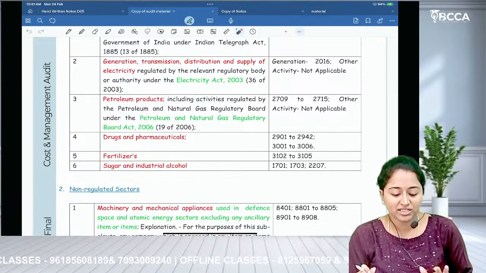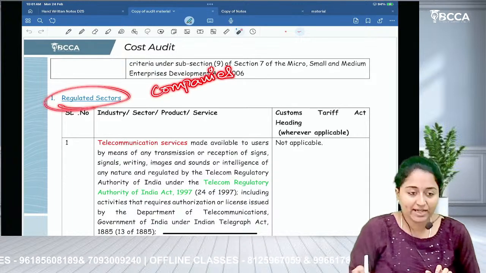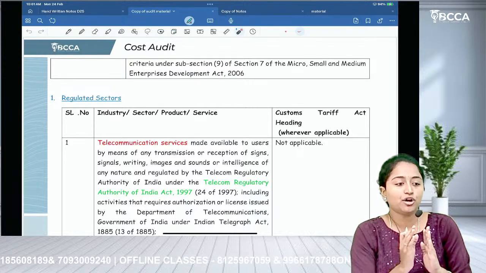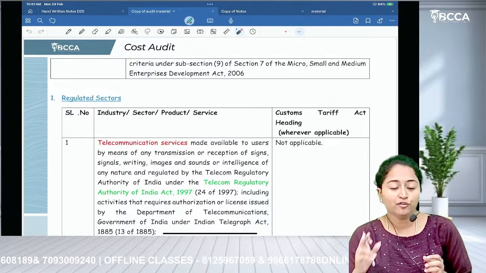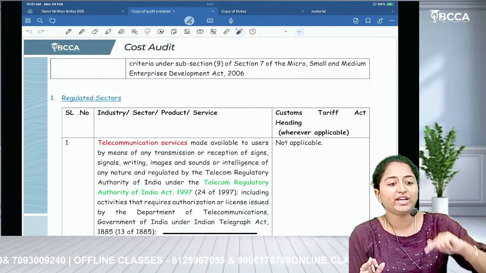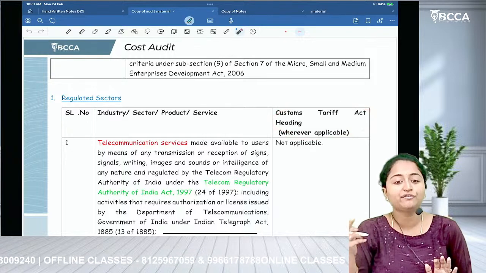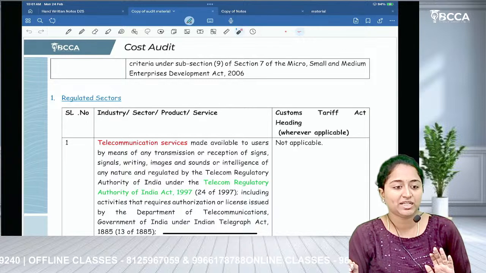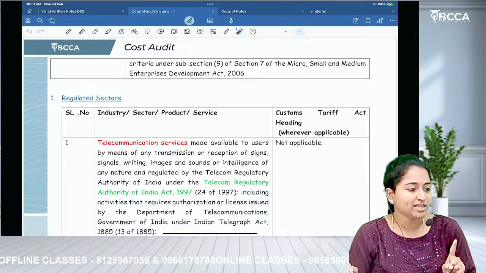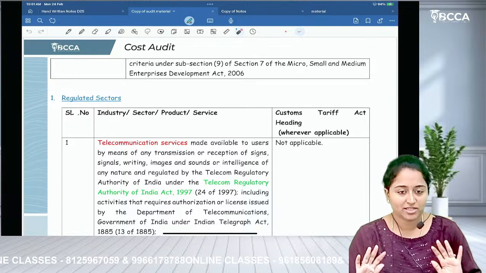So why is it given? In the Companies Cost Records and Audit Rules also, under the regulated sectors and non-regulated sectors, they have given us specifications of certain goods and services. Now from where have they taken these goods and services? From the Customs Tariff Act. So this is nothing but a reference code which we see under this table. This is called the Customs Tariff Act heading. Clear? Any doubts with CTA heading? No doubts? It is given as a reference code. That's it.